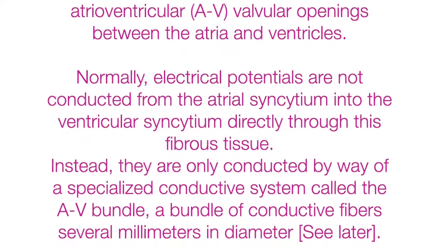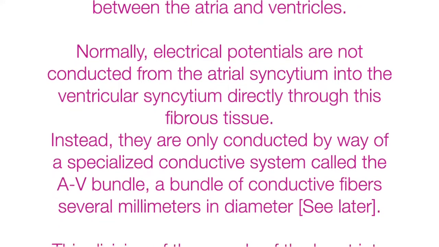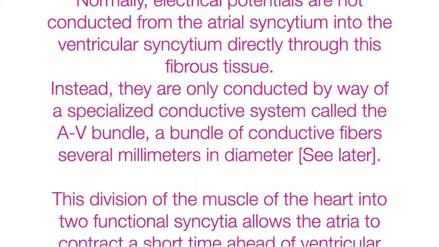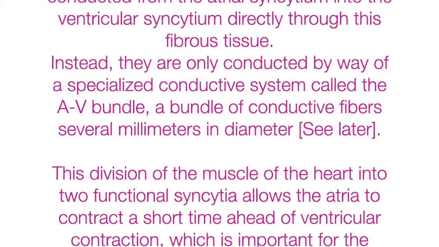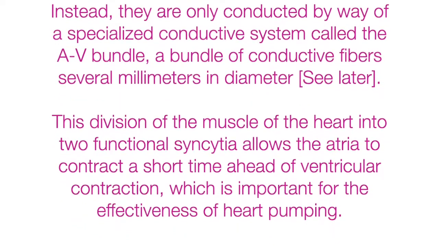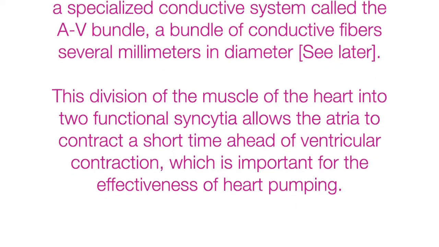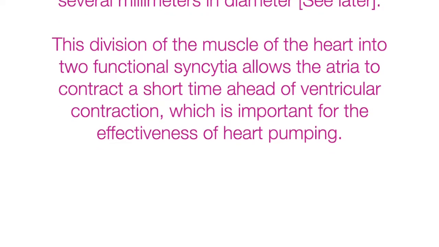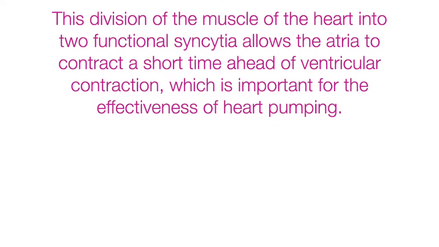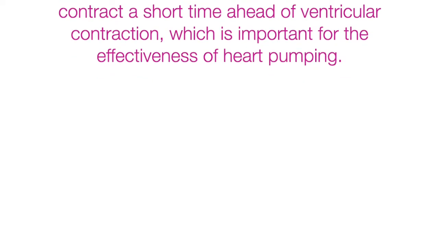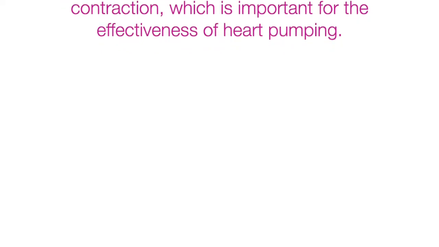Normally, electrical potentials are not conducted from the atrial syncytium into the ventricular syncytium directly through this fibrous tissue. Instead, they are only conducted by way of a specialized conductive system called the AV bundle, a bundle of conductive fibers several millimeters in diameter. See later. This division of the muscle of the heart into two functional syncytia allows the atria to contract a short time ahead of ventricular contraction, which is important for the effectiveness of heart pumping.